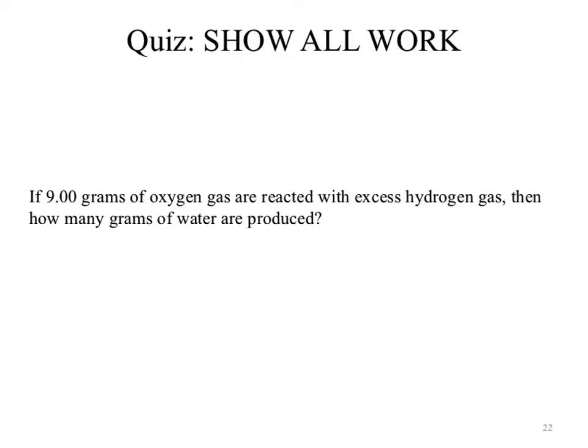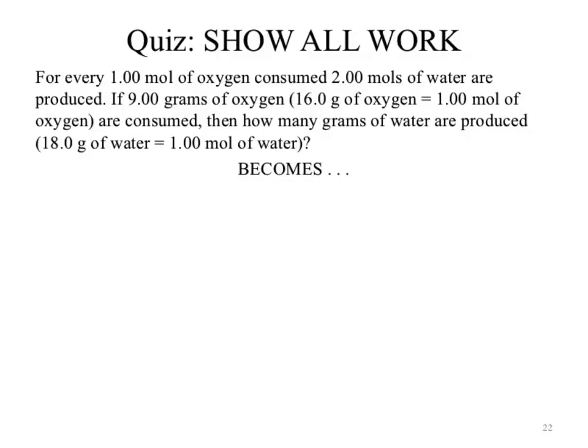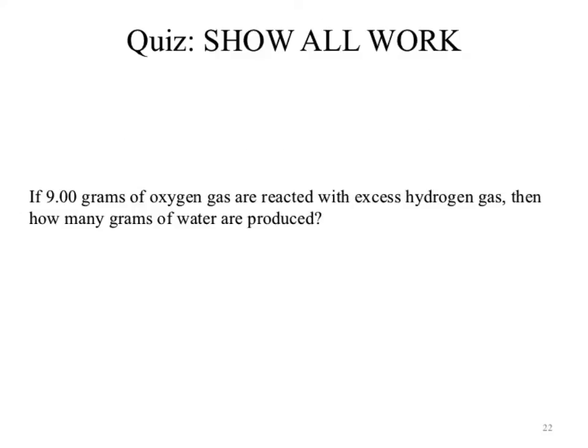All of that text that we had up there, all of those conversion factors disappear because you are now responsible for knowing where they come from. Here's the new question. If 9 grams of oxygen gas are reacted with excess hydrogen gas, then how many grams of water are produced? Beginning to end, I'll give you 5 minutes, still 6 weeks out from the end of the class. This is really what chemistry is getting at.